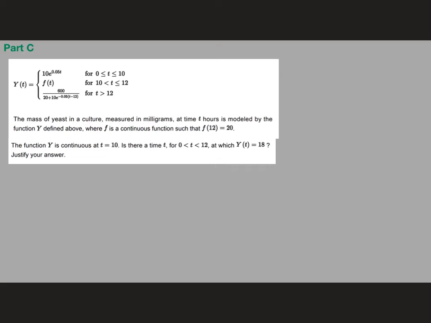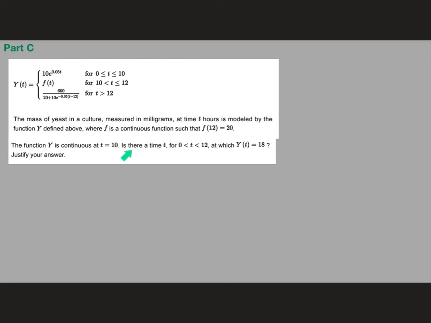The final part C tells you that the function is continuous at 10 and wants to know if there's a place where the y value or the output is 18. This part here, continuous at 10, is important because with 3 different branches in your piecewise, at 10, when you transition from the first part to the second part, it is continuous. In the previous question, we proved that it was continuous at 12. So now by being continuous at the first, second, and third pieces, and at the transition points at 10 and 12, you have y being continuous everywhere from 0 to 12.